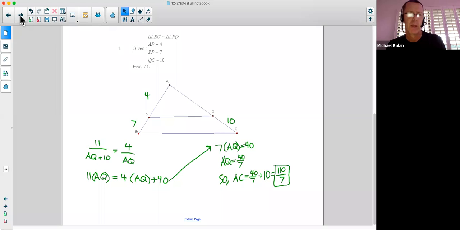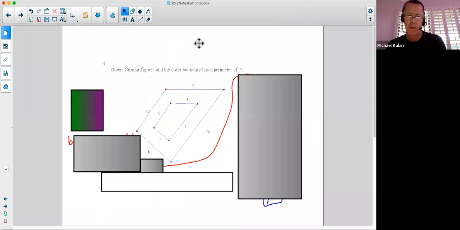Okay. All right. Ooh, similar figures here, quads. Okay. And we have that the outer boundary has a perimeter of 72. Okay. And you basically need to find out what A, B, X, and Y are. Okay. And you're told there's similar figures. Okay, so give it a shot.